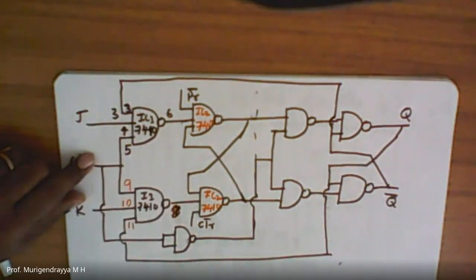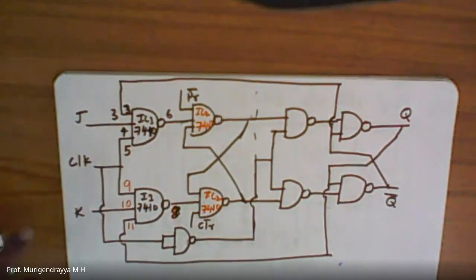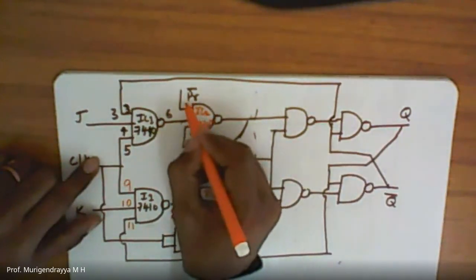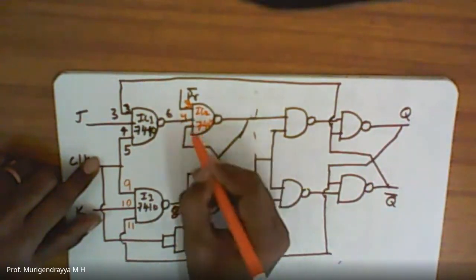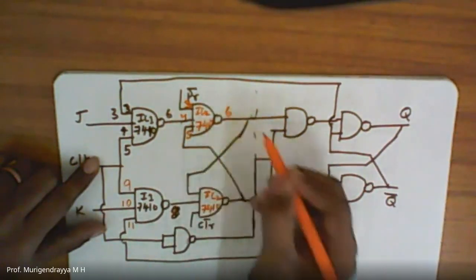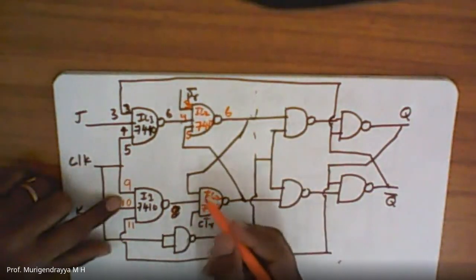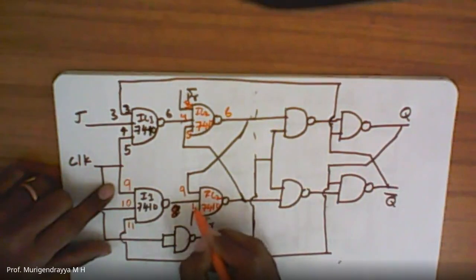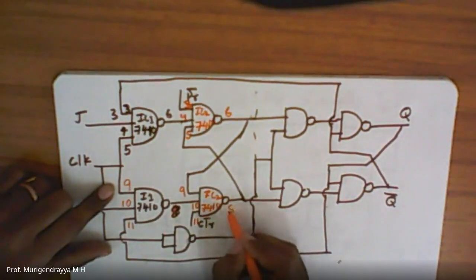Okay. Then the pin numbers. Here also for the second IC, I can use 3, 4 and 5 and 6, and this is 9, 10 and 11 and 8 output.